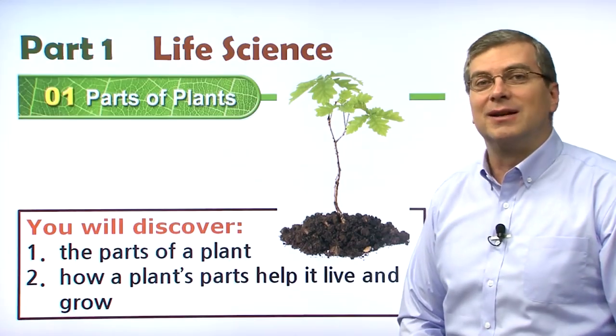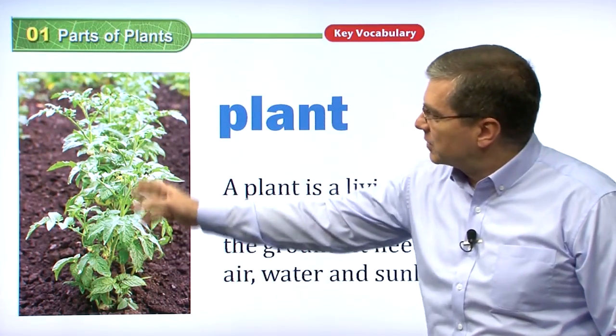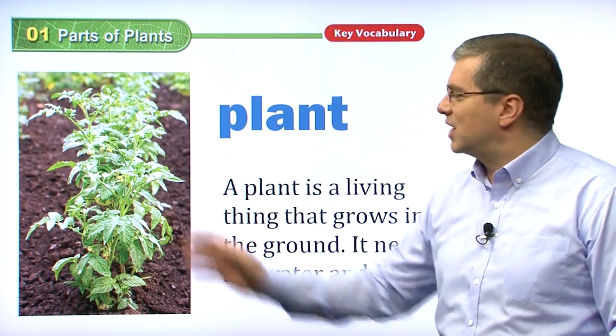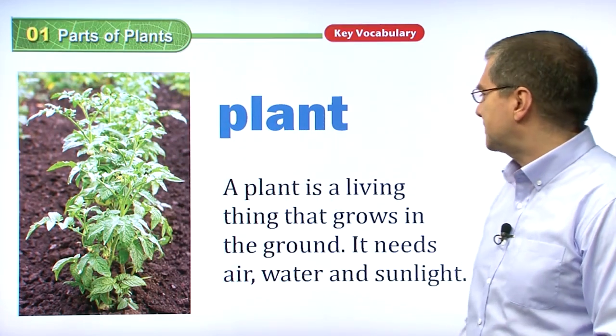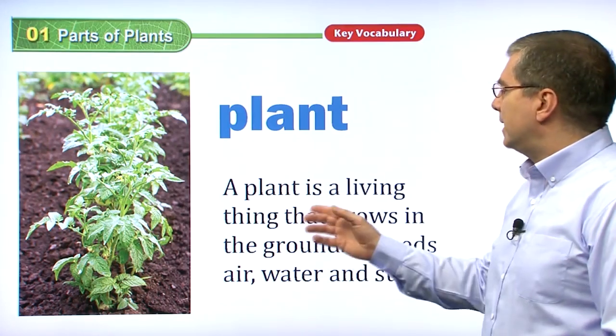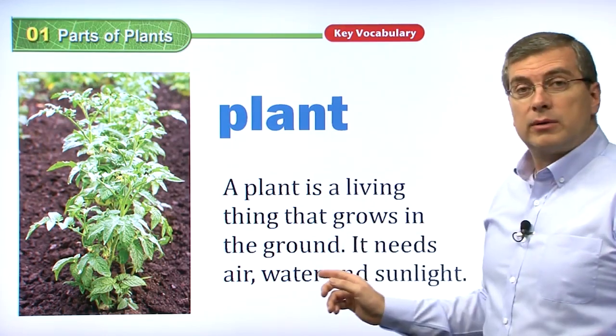So let's get started. Here we have a plant. These are types of plants, of course, perhaps in your garden. Perhaps your mother has a garden. She has these kinds of plants. A plant, what is a plant exactly? A plant is a living thing that grows in the ground, okay?